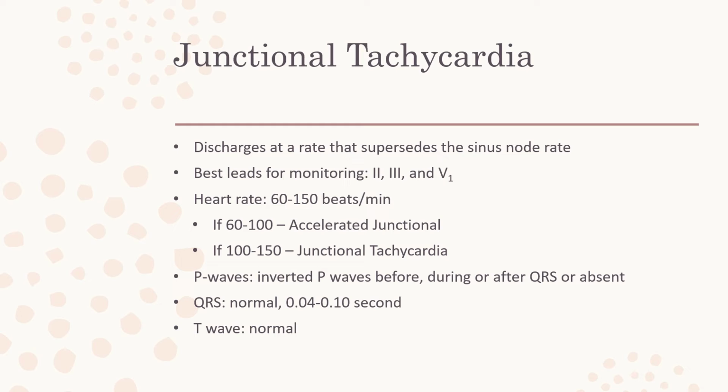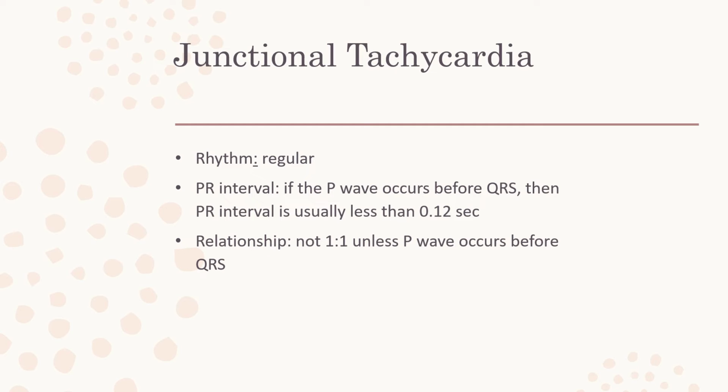But it has to have the following characteristics. Your P waves are inverted before, they may be during or after the QRS, or just totally absent. The QRS is normal, 0.04 to 0.10 seconds, and the T wave is normal. The rhythm is regular, and if the P wave occurs before the QRS, then the PR interval is less than 0.12 seconds. And the relationship is, there is no relationship. It's not one-to-one unless the P wave does occur before the QRS, which then will make it one-to-one.